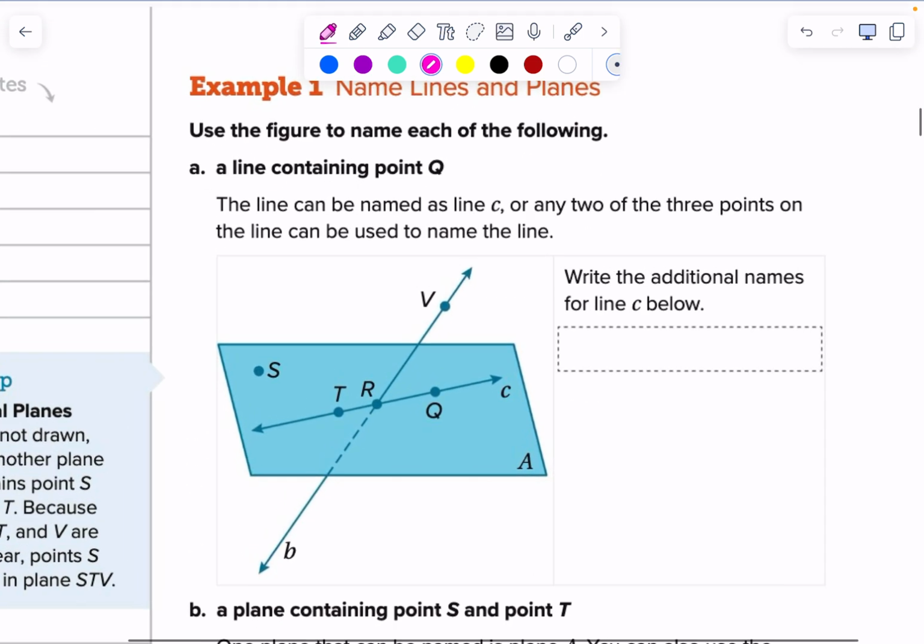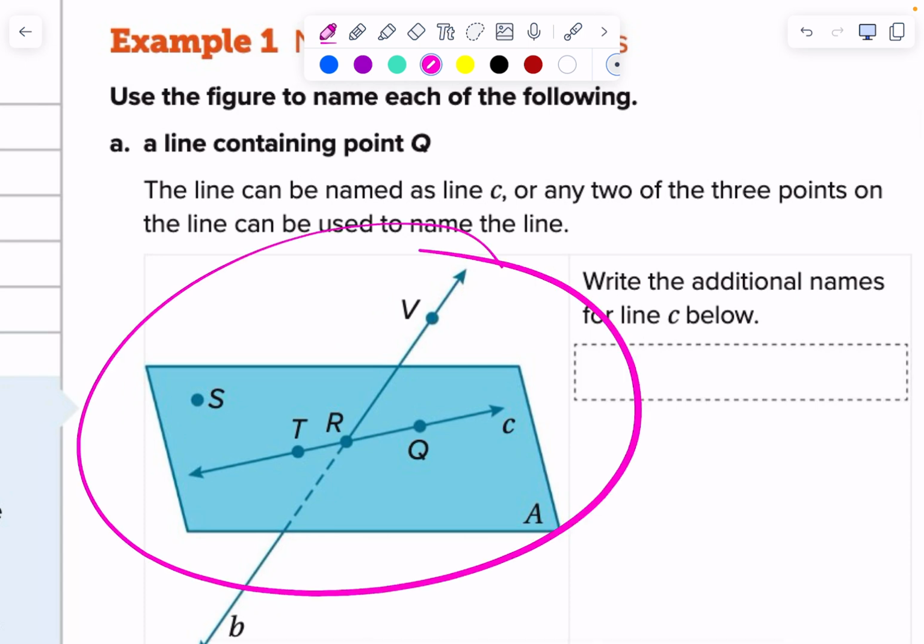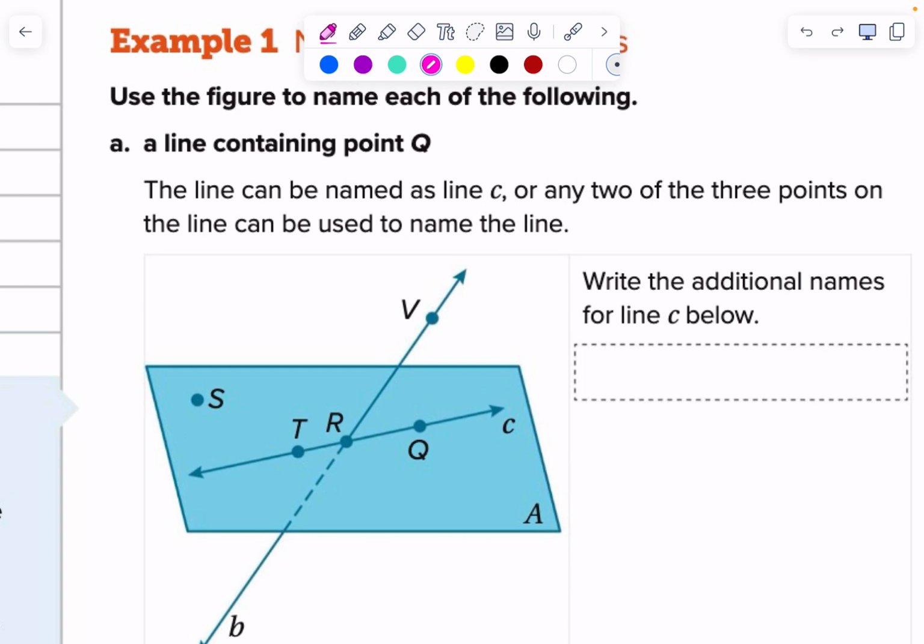Okay, we're on part A and we're referring to this figure. Give me a line that contains point Q. Line C, or I could say TQ, or I could say TR. Any of those are naming this line right here that contains point Q. Got it? You only have to list 1. I listed 3 different ways to name that line.